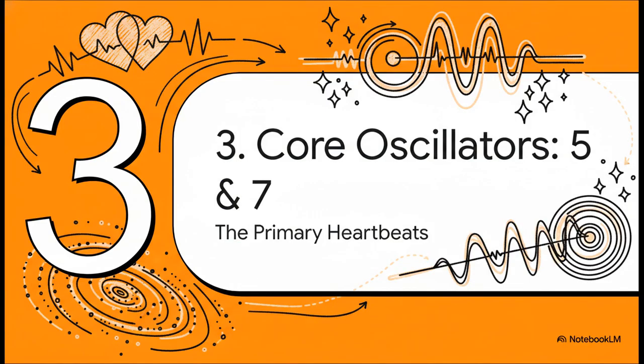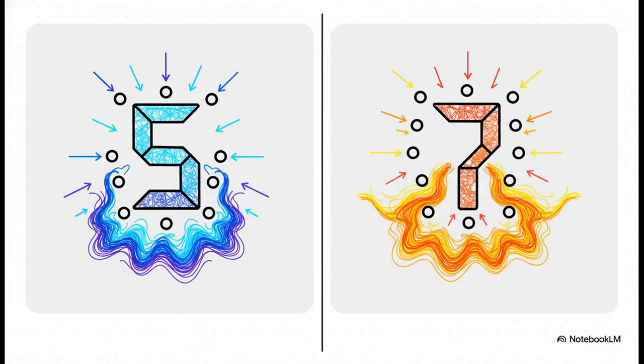All right, let's get to our third section. Now that we have this stage, who are the main actors? Well, in this system, there are two numbers that are like the primary heartbeats, the real drivers of this whole symphony. We're talking about the core oscillators, 5 and 7. And what's so cool about these two is how they mirror each other. You've got 5, which is part of the negative system, and then you have 7, which is in the positive system. They're both described as incredibly stable, but here's the kicker.